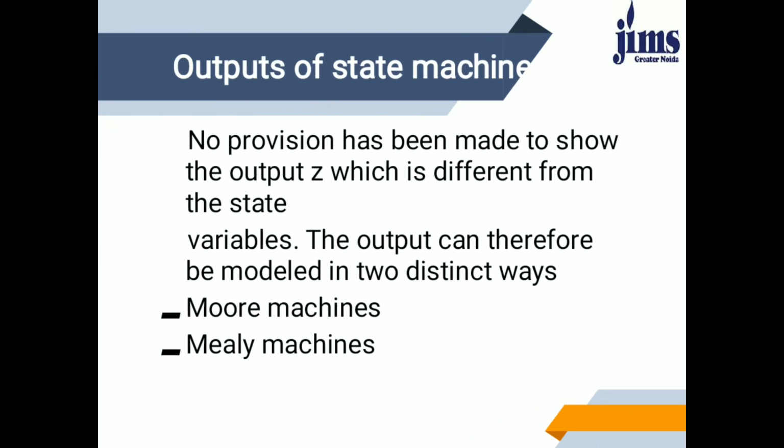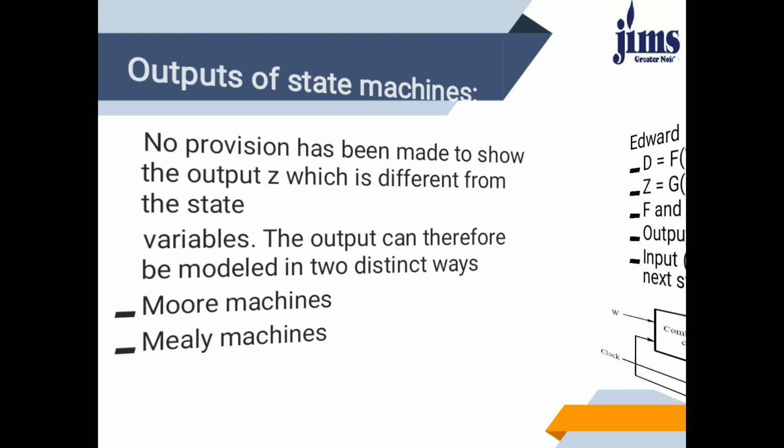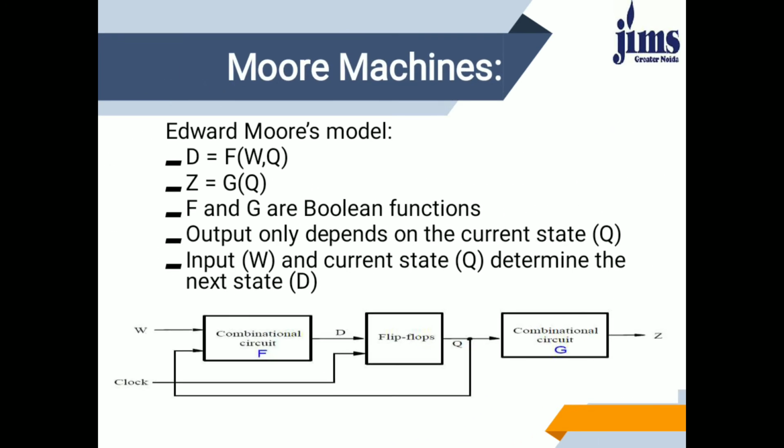Now, outputs of a state machine: no provision has been made to show the output Z which is different from the state variables. The output can therefore be modeled in just two distinct ways. One is with the Moore machine and another with the Mealy machine. Now, what is a Moore machine? It's a very important question. It comes in the exams. What is the difference between the Mealy and Moore model?